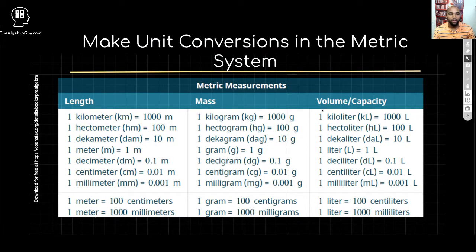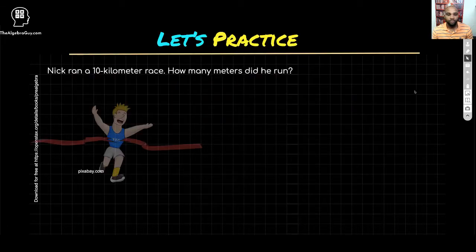All right, make unit conversions in the metric system. The metric system is based on tens, as you see, multiplying by 10, dividing by 10. And it makes sense. Kilo is going to stand for your 1,000, hecto for 100, deca for 10, and the meter is just a 1. Deci, going back again, is 1/10. Centi is 1/100. Milli is 1/1,000. So you're going to see that repeated as you work through these problems.